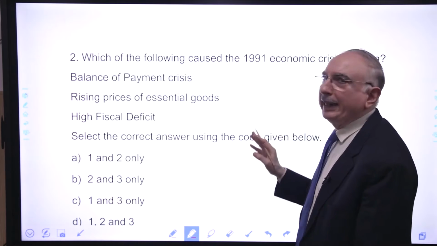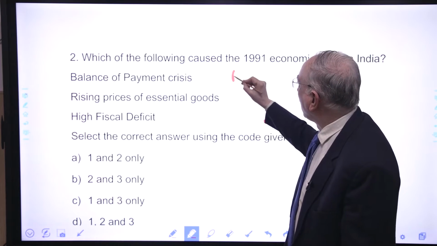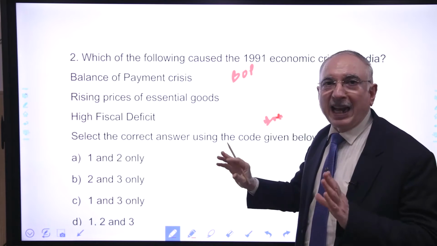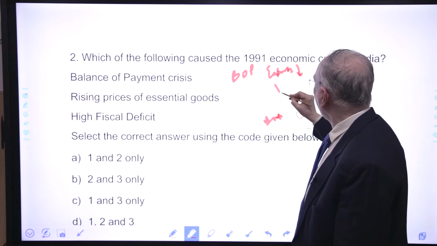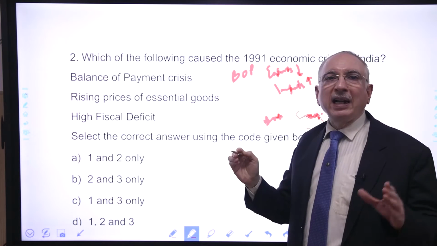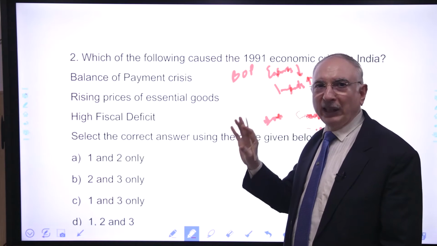It's known that in 1991, the crisis was a balance of payment crisis. And what were the causes? Balance of payment crisis arises when our exports are declining and our imports are rising and we are not able to service our debt. Now, there were two things which happened during that period.